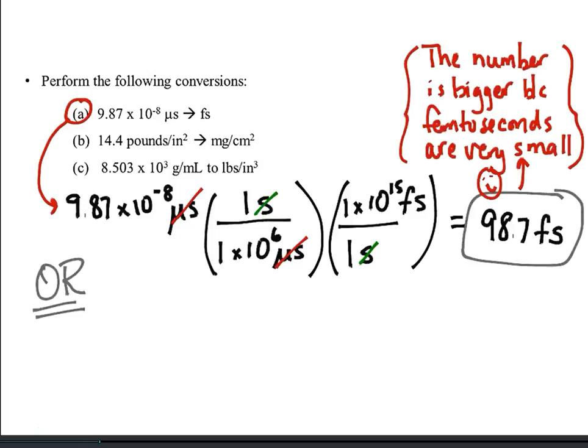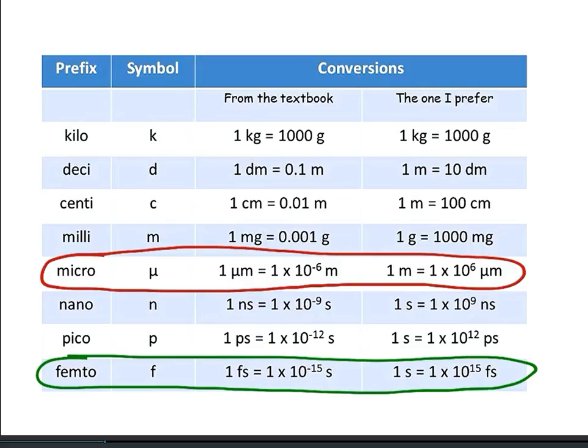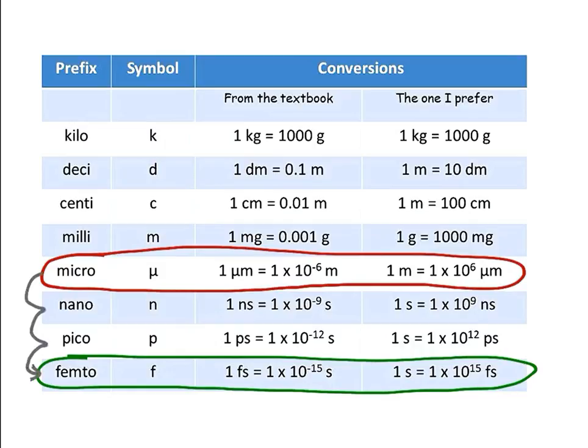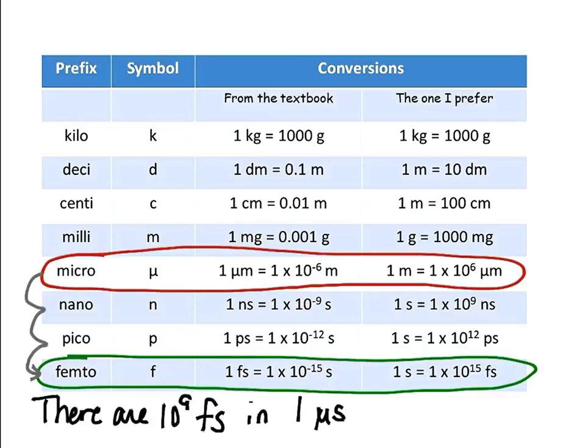Another way to think about this problem is, if you can remember from our unit conversion that a microsecond is 10 to the minus 6 seconds and that a femtosecond is 10 to the minus 15 seconds, you can just compare a microsecond to a femtosecond. They're different by 9 orders of magnitude. 15 minus 6 is 9. So if we go all the way down, there are 10 to the 9 femtoseconds in 1 microsecond.